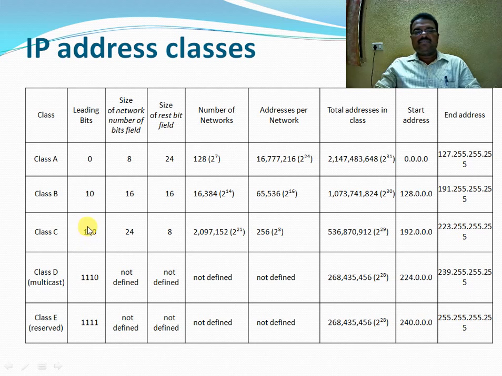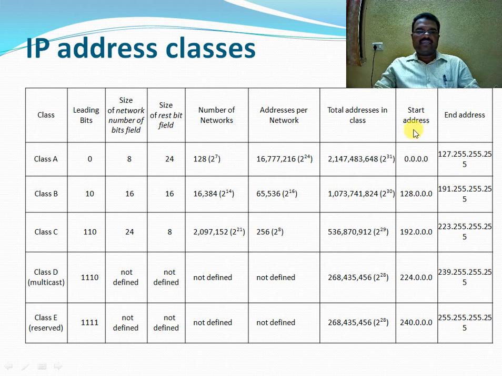And in class C, the first 3 bits are used for identifying class C. That's why we are taking 2 to the power of 29. And in class D, the first 4 bits are used for indicating that it is class D. That's why we are using 2 to the power of 28 total addresses. And here also 2 to the power of 28 total addresses in class E, but here 4 leading bits are used for class E identification.